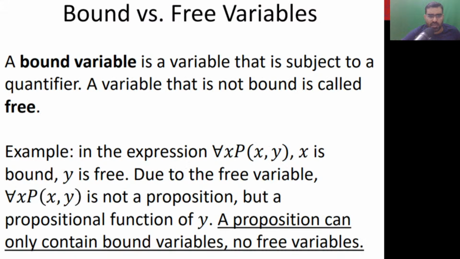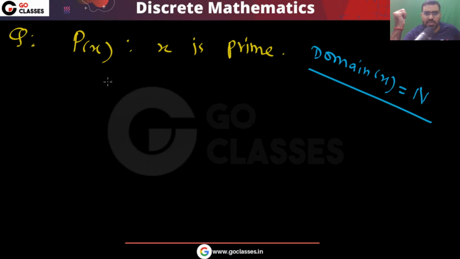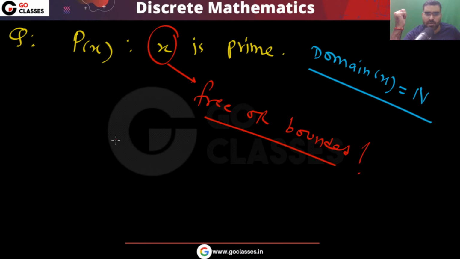Now the important point that you have to understand. Let's see something important. Now I am asking you a simple question. Look at this P(x): x is prime. Let's assume the domain of x is the set of natural numbers. I am giving you the domain of x, that is the set of natural numbers. You tell me, this x, is it free or bounded? Look at this x. Is this x free or bounded? Tell me. Let me know.